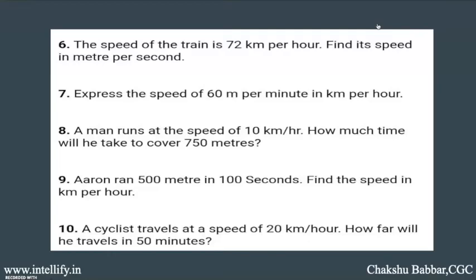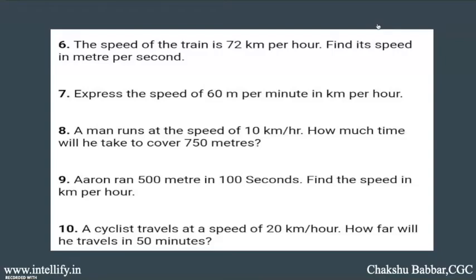Eighth question. A man runs at a speed of 10 kilometers per hour. How much time will he take to cover 750 meters? This is a very easy question. So what we have to do: first we have to convert the speed into meters per second. Now we have the speed and we have the distance, so we can apply the formula for time and find out the answer.